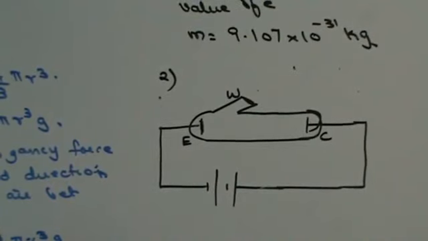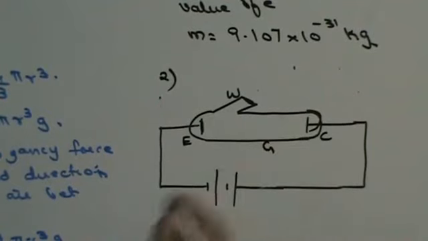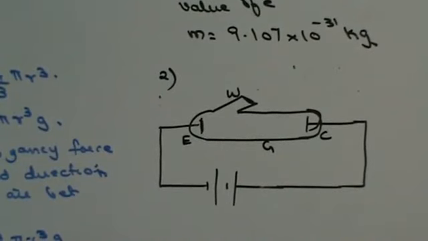The arrangement consists of a glass tube G with a side tube with a quartz window W. Quartz is a material.